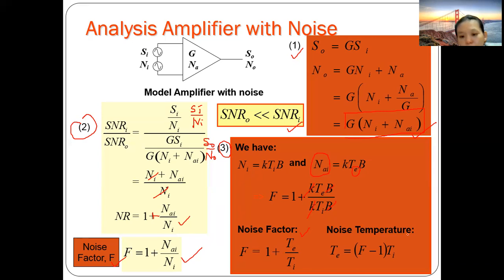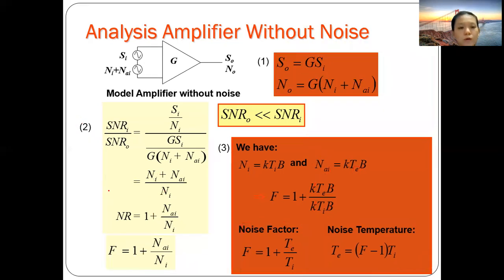For our noise temperature, we have to find our noise temperature. We have TE equals F minus 1 multiplied with our T in, our temperature input. Okay, so you must remember all these three formulas for the noise temperature, noise factor, our noise ratio, as well as our signal output and our noise output. These few formulas you must remember.